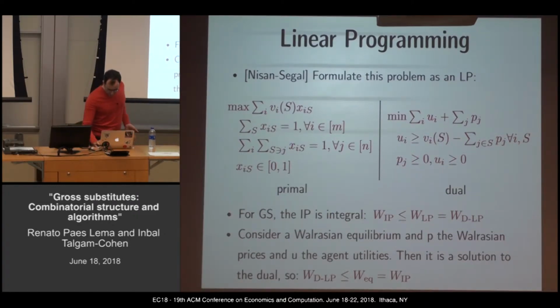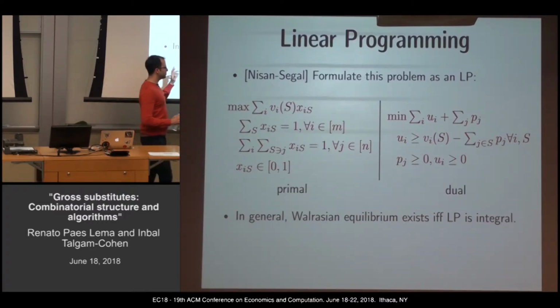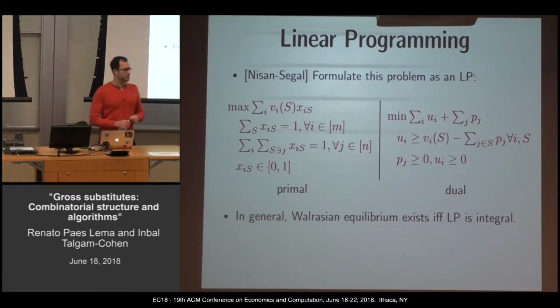Good. Can you solve the LP? I'm also saying that the theorem I just proved is actually a little more general than gross substitutes. For any set of evaluations, a Walrasian equilibrium exists if and only if the linear program is integral, if the LP is equal to the IP. I did one direction, but the other direction is just reversing what I said.